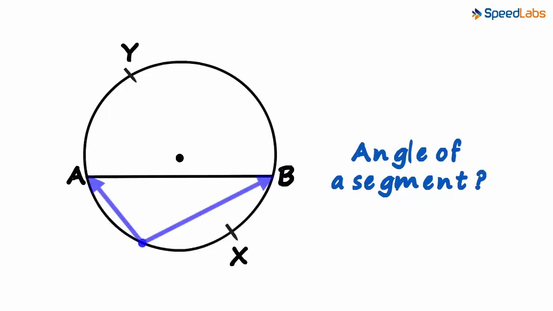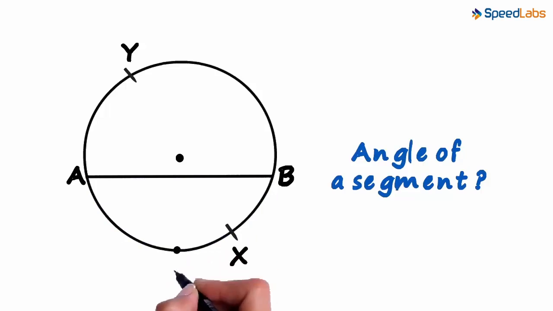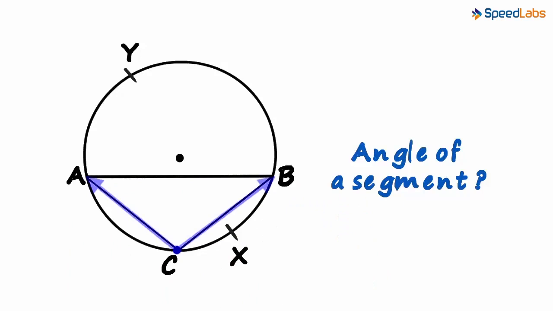To find the angle of the segment, all we need to do is mark any point on the arc of that segment and join the endpoints of the chord to it. So to find the angle of segment AXB, we can mark a point C like this, join AC and CB to get angle ACB. Angle ACB is the angle of segment AXB.